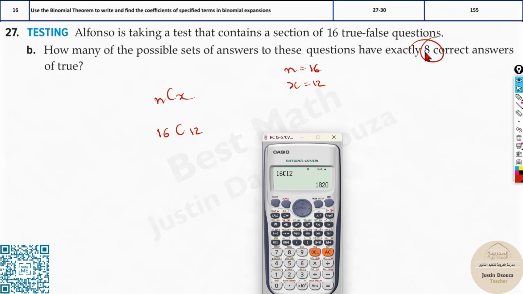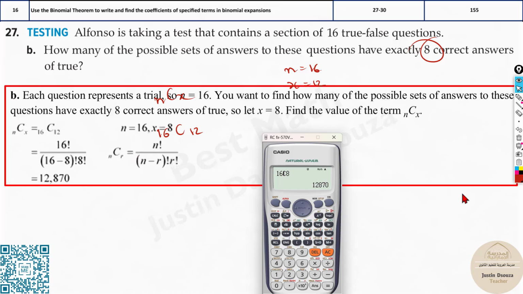Similarly, they have just changed the X value in the next question. What if they want 8 true answers? Just change the X value from 12 to 8. Here you go. The answer is 12,870. So this is how we can easily solve it.